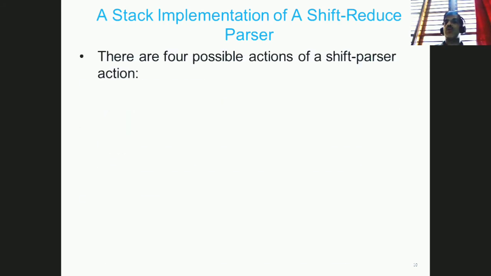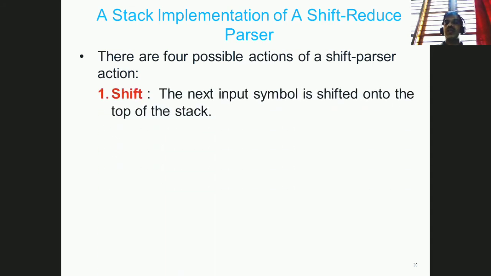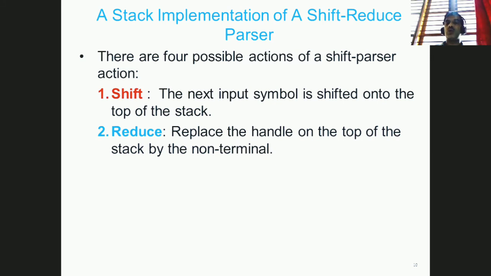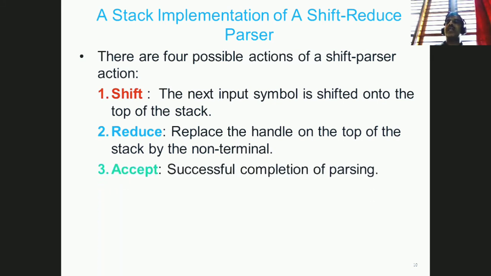There is another way of implementing the shift reduce parser, that is using a stack. There are 4 possible actions of a shift reduce parser. One is shift: the next input symbol is shifted onto the top of the stack. In case of reduce, replace the handle on the top of the stack by the non-terminal symbol. And accept: whenever we read the starting symbol of the given grammar, we say that the string has been parsed successfully, which is the successful completion of the parsing.